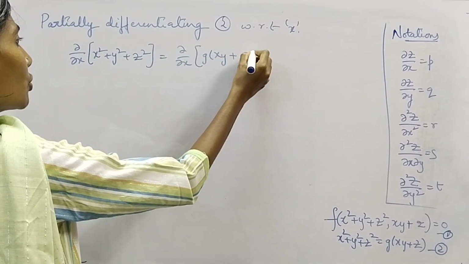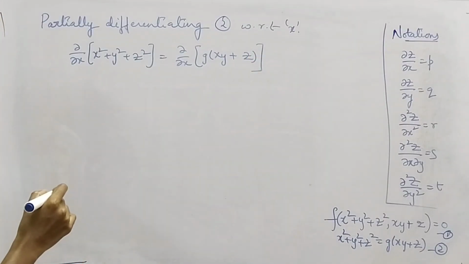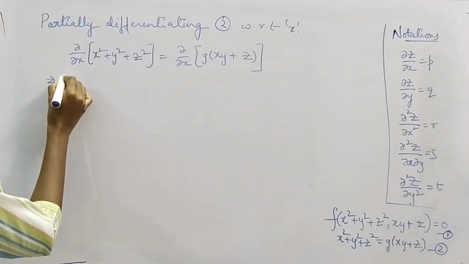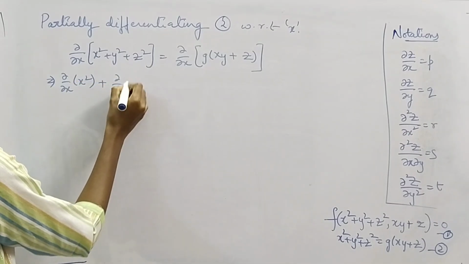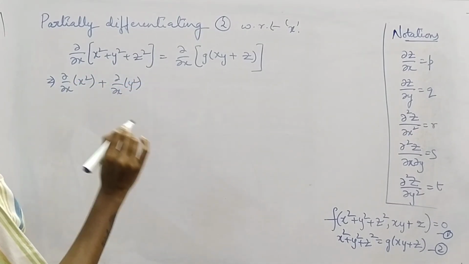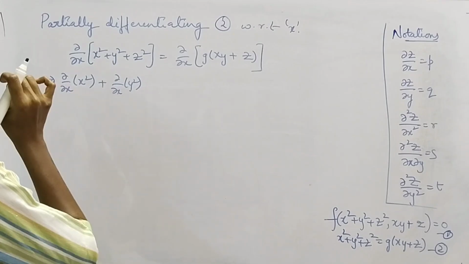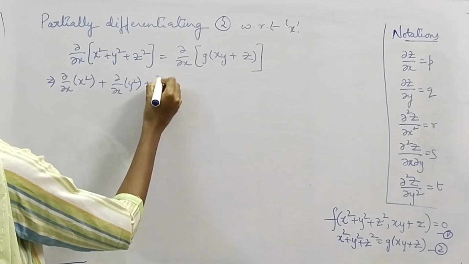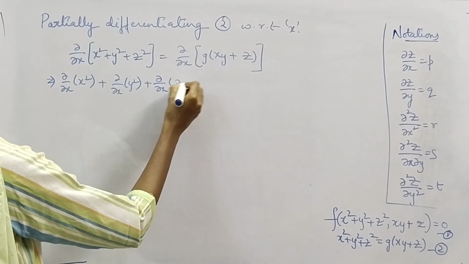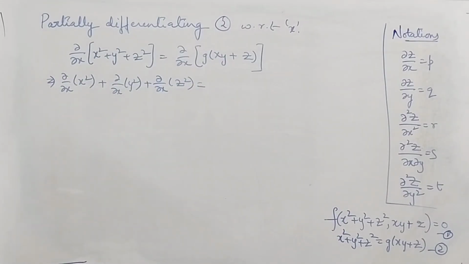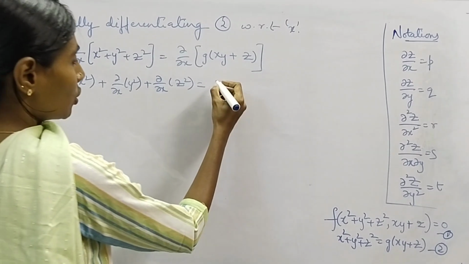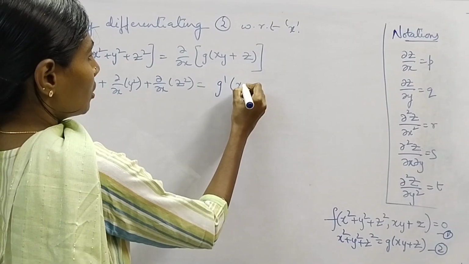Since we are partially differentiating with respect to x, we'll treat y as constant here. This gives us dou by dou x of the first term, dou by dou x of the second term. You can also do this directly instead of increasing the number of steps, but many feel confused if I jump to the direct step, so I am giving a little explanation here. You can just skip this.